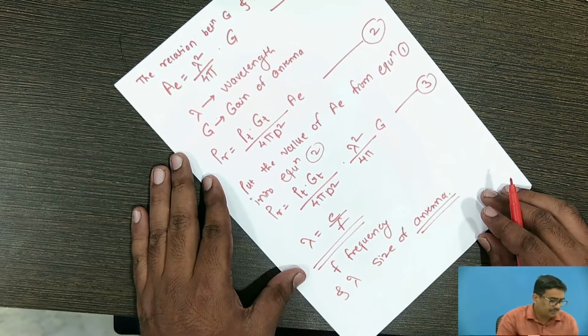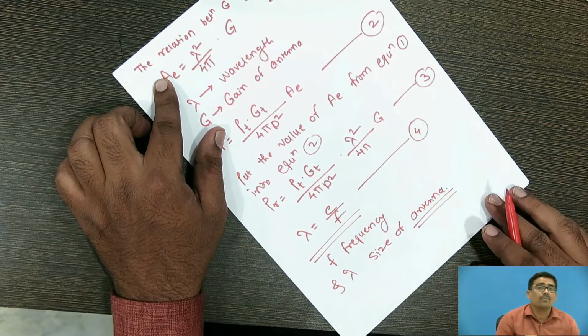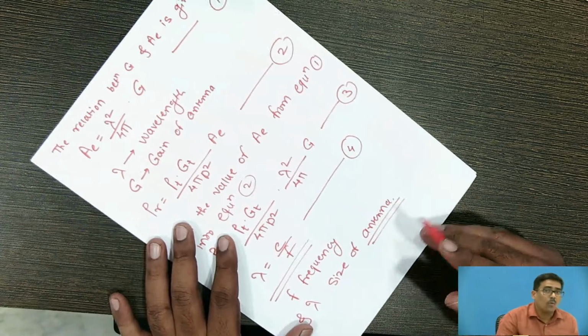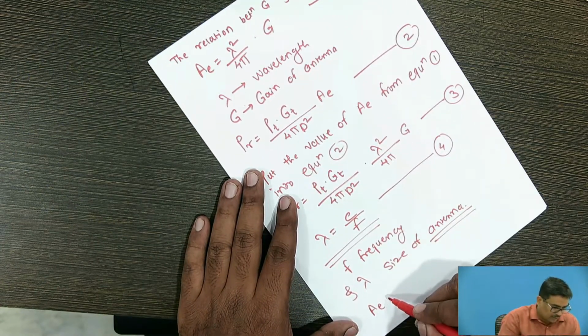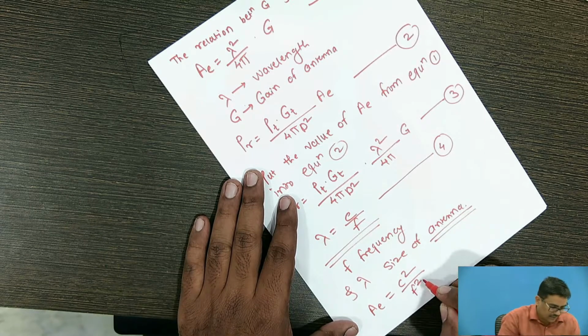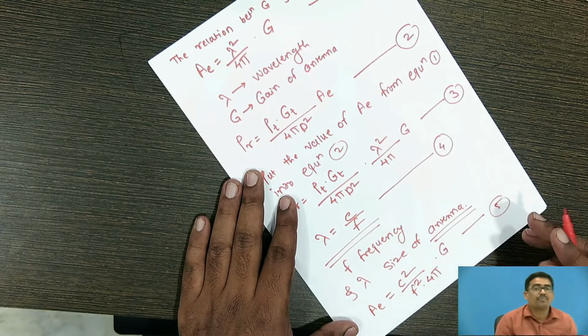Okay, now for example this is equation number 4. Put this equation number 4 into equation number 1. What do we get? We get AE is equal to lambda square, which means C square divided by F square into 4 pi into G. This is equation number 5.